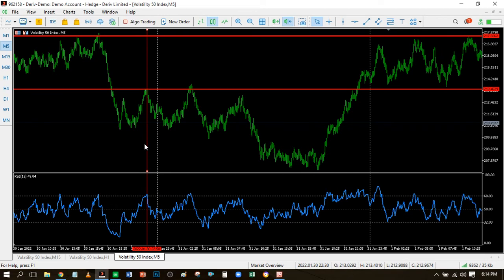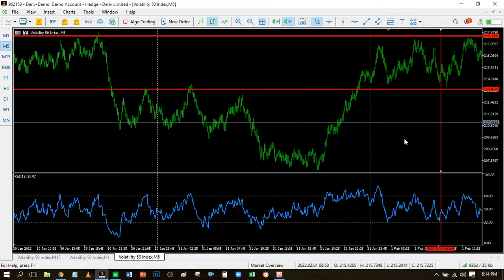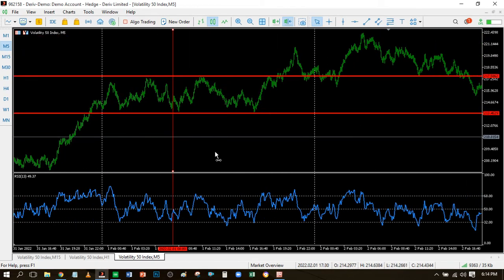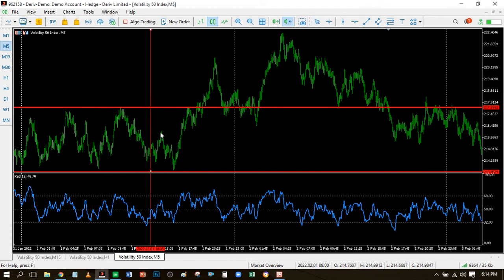All right, let's look at the other scenario when it gave us a buy signal, when it broke the upper band. This is the upper band. You can see price went up and tested this level, and you can see price almost touched here. That was why I actually entered the trade.